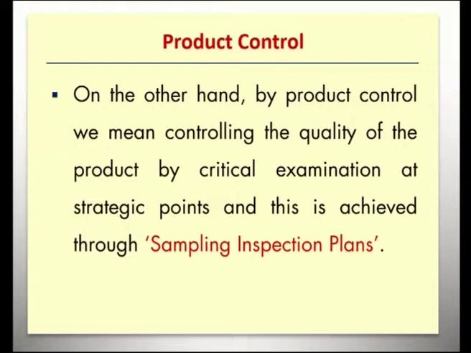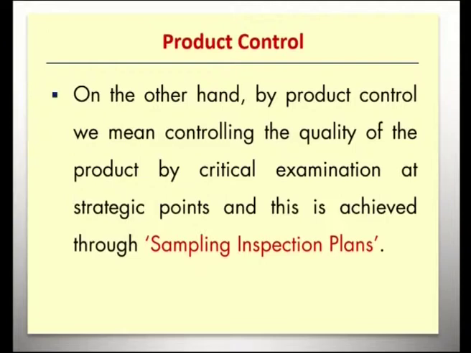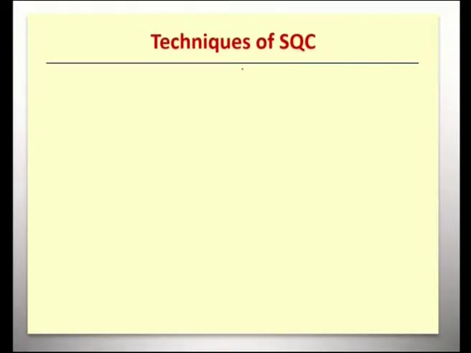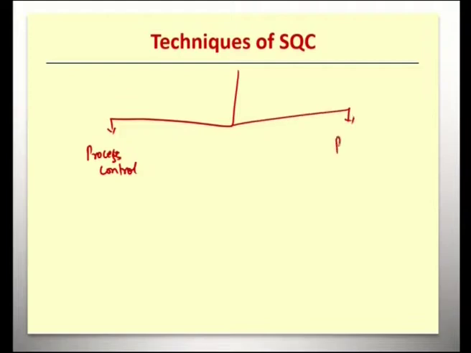So, the first few episodes will cover process control, that is, drawing various control charts, and the next episodes will cover various kinds of sampling inspection plans. Hereafter we will be studying in detail about process control and product control. First of all, we talk about process control. The basic techniques of SQC are broadly classified into two parts: one is process control and the other is product control.